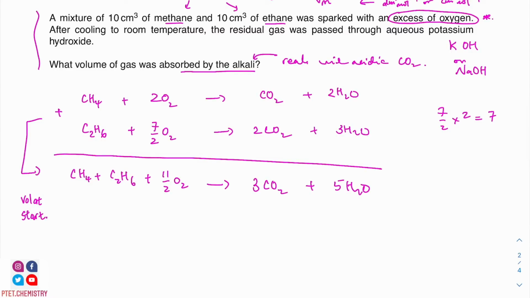Alright, so volume at start, I have 10 cm³. The oxygen is in excess anyway. So the volume at the end, well, if I combine the equation correctly, but if I look at it individually, 1 mole of this will give me 1 mole of that. 10 cm³ will give me 10 cm³ because 1 mole gives you 1 mole. 1 cm³ will give you 1 cm³.